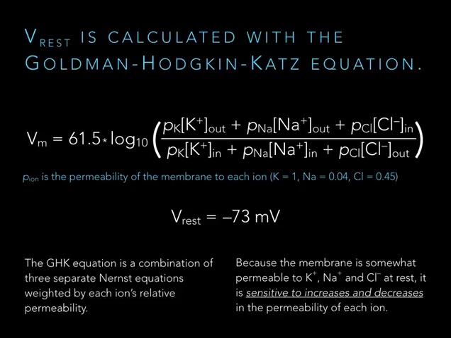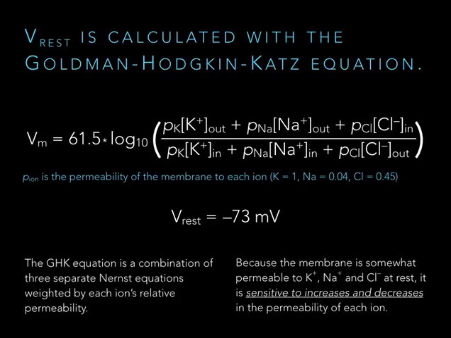Chloride, you might expect to actually be the most permeable at rest because the reversal potential of chloride is so close to the resting membrane potential, but it's not. We're about half permeable, or 45% permeable to chloride compared to potassium. So we're most permeable to potassium. There's a fair amount of chloride permeability and very, very low sodium permeability.